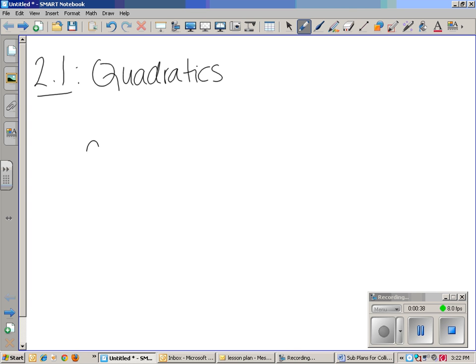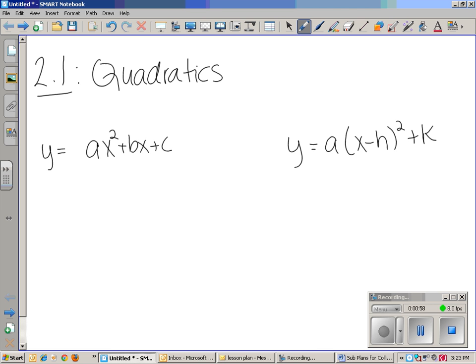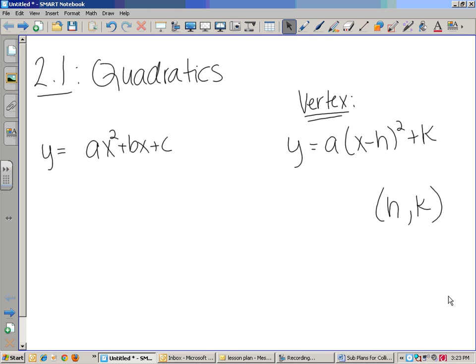Okay, so in quadratics, we're talking about something that looks like this. In Algebra 1, that would have been in standard form. In Algebra 2, you would have called that standard form. In Algebra 2, you would also see something like this, and you would call that vertex form. This would be your vertex form. And the reason it would be your vertex form is because it gives you what? Your vertex.